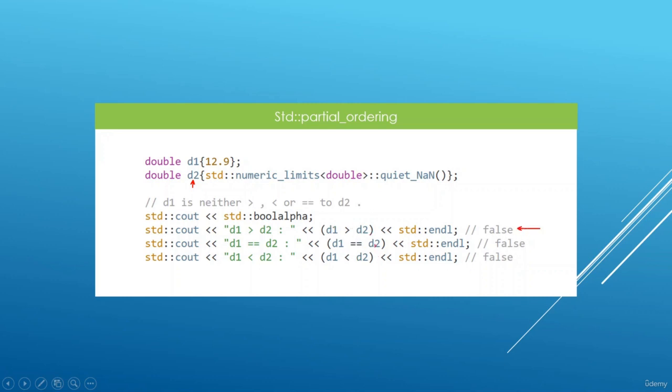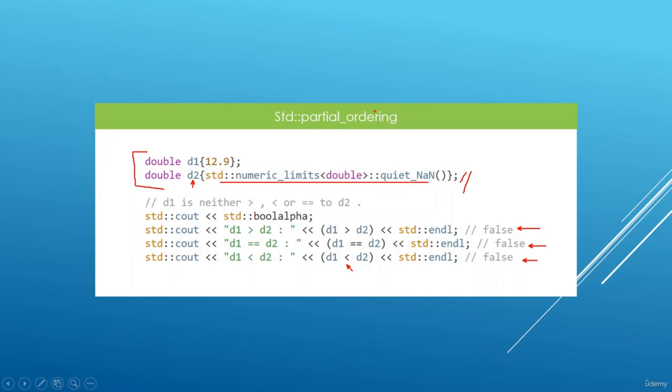If we try to use the equal operator and say is D1 equal to D2, that's going to be false, because we can't really compare any double value to a non-value. This is the whole point here. If we try to compare using the less than operator, we're also going to get false. So the main message here is that the double type may have values that are not comparable to other double values. A good case for that is the non-value we have in here.